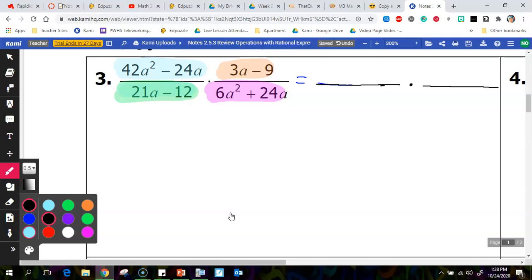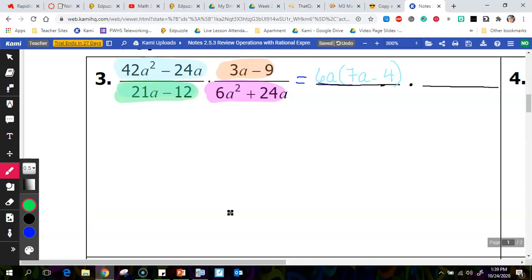Okay, so now let's factor the blue part. 42a squared minus 24a. I'm going to take out a 6a, I think. Yep, 6a. That's going to be 7a minus 4. Okay. The green on the bottom, let's take out 3. That is going to be 7a minus 4. So there's something I can cancel already.